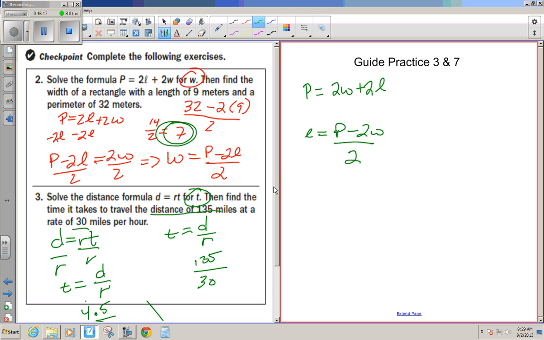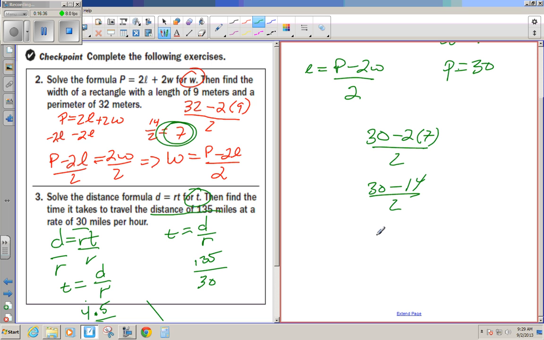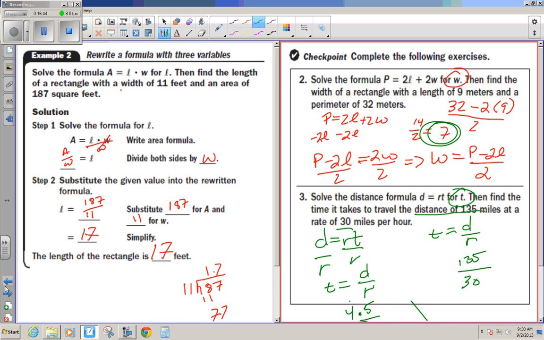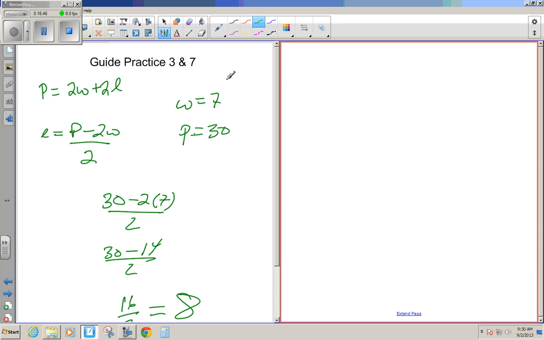It tells us that the width is 7, perimeter is 30. Plug it in. 30 minus 2 times 7 all over 2. That's 30 minus 14 over 2. That's 16 over 2, or 8. Let's look at number 7. Number 7 gives us the area formula.